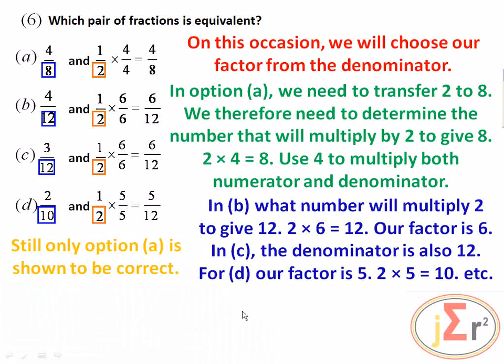Still, only option A is shown to be correct. So only in option A did we get the same fractions resulting when we did our multiplication. And as a matter of fact, we know that option A is correct. Therefore, if we change our approach, if we change the method, if we change the numbers that we use, we will still arrive at the fact that option A is correct as long as our method is legitimate.